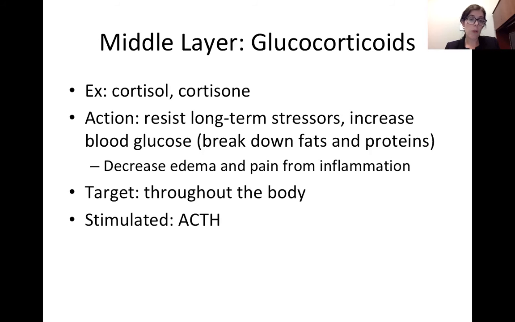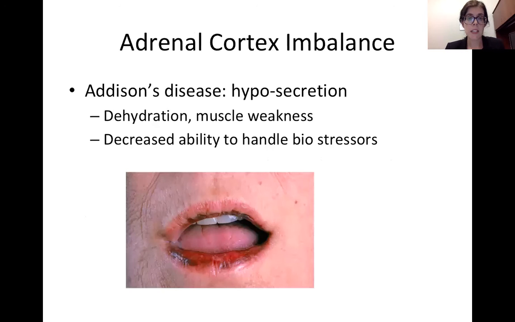Glucocorticoids have targets all throughout the body because of this kind of general function. And they're also stimulated by ACTH from our hypothalamus pituitary axis. Now, what happens if they get imbalanced? So if we don't make enough adrenal cortex hormones, we can get something called Addison's disease, which leads to dehydration. Again, we're not getting enough water into our blood, and a decreased ability to handle stressors. We're not making that cortisol.